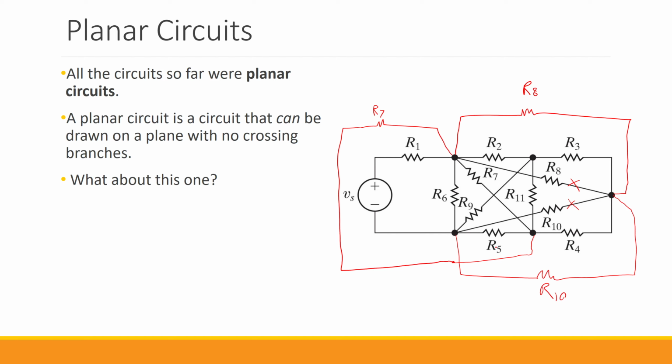So to answer the first question, is this circuit a planar circuit? The answer is going to be no. Why? Because there is no way that we can redraw this circuit so that we don't have any crossing branches.